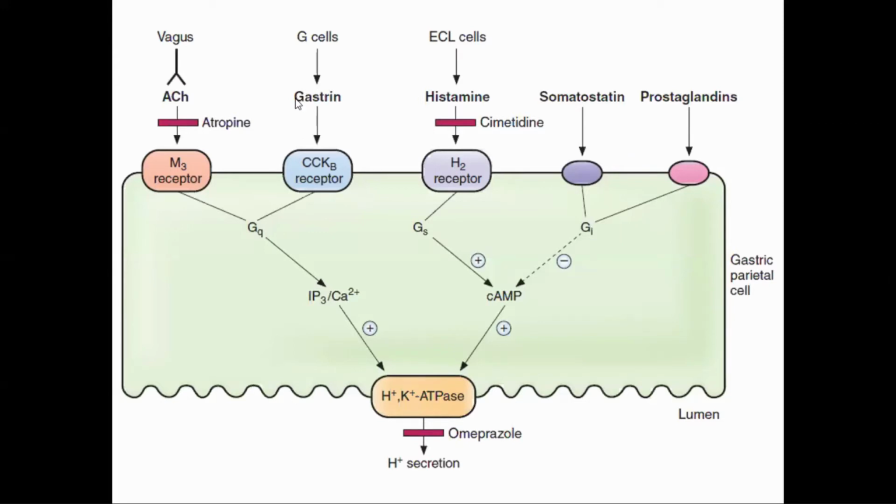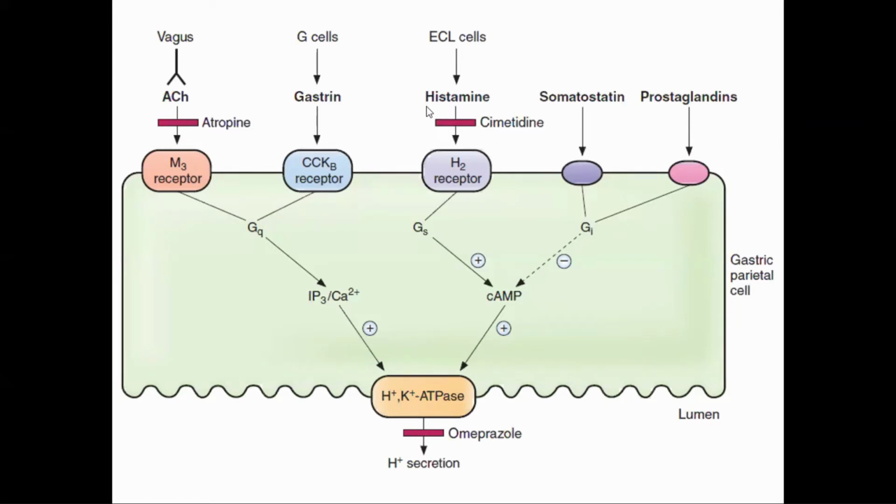Gastrin goes through the blood. It is a hormone, so it goes to the blood and acts on the cholecystokinin B receptor present on the parietal cell. When it acts on the parietal cell, it causes stimulation of the Gq subunit. There is an increase in calcium level, and the tubular vesicles that consist of hydrogen potassium ATPase will be fusing here, and hydrogen will be released into the lumen of the gastric gland.